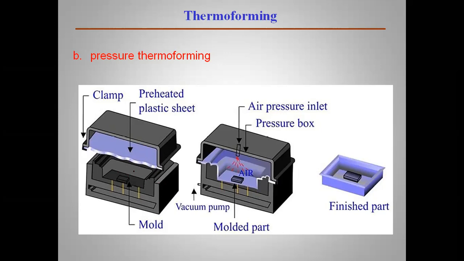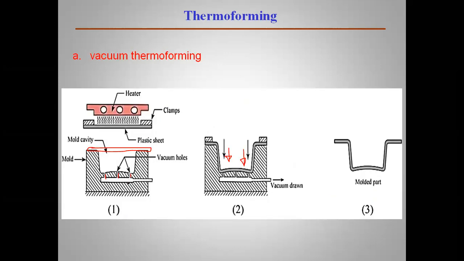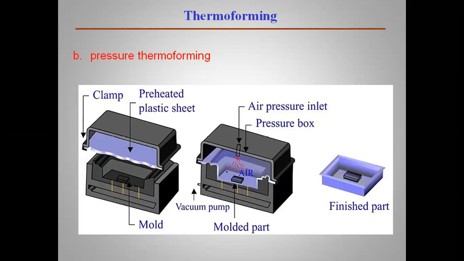This is the difference: you can see here negative pressure is there. Vacuum is drawn over here, negative pressure, and here the positive pressure is there. Even though the concave shape is there, for a convex shape also both methods can be used in thermoforming.